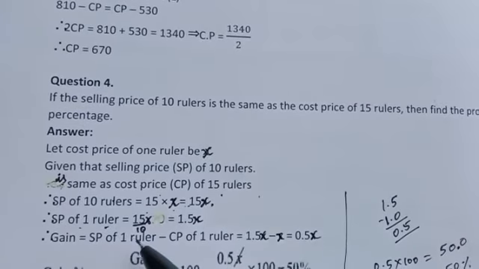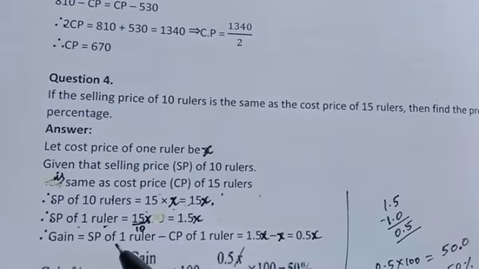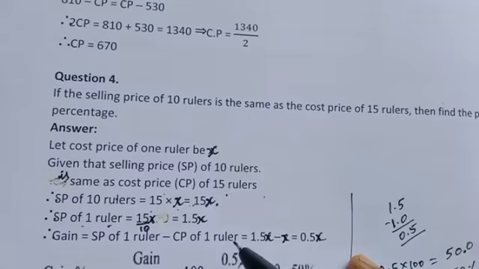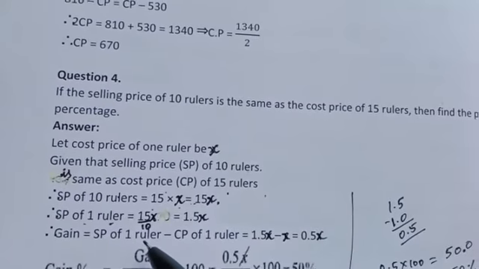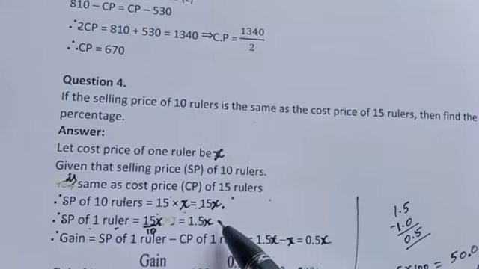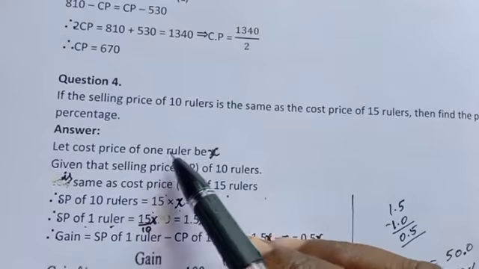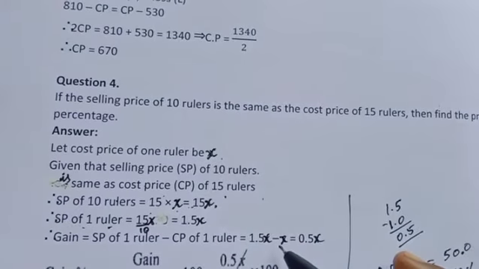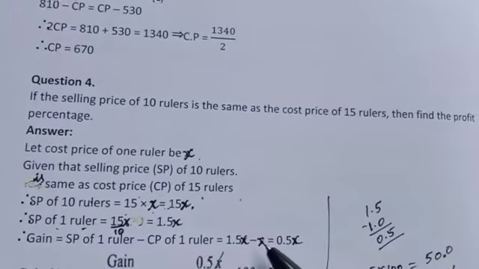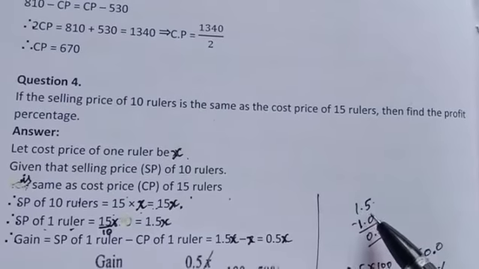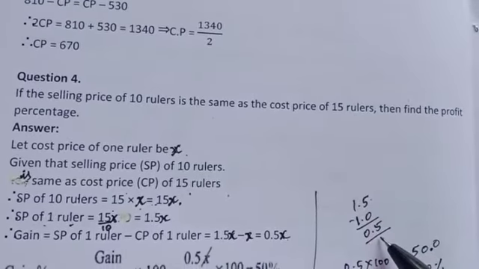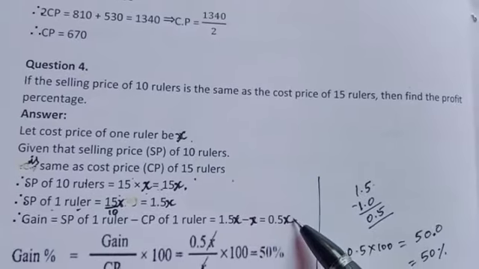Gain is equal to SP minus CP. SP of 1 ruler minus CP of 1 ruler. SP of 1 ruler is 1.5x, CP of 1 ruler is x. So 1.5x minus x. What does this mean? Coefficient 1.5 minus 1, so that is 0.5x.